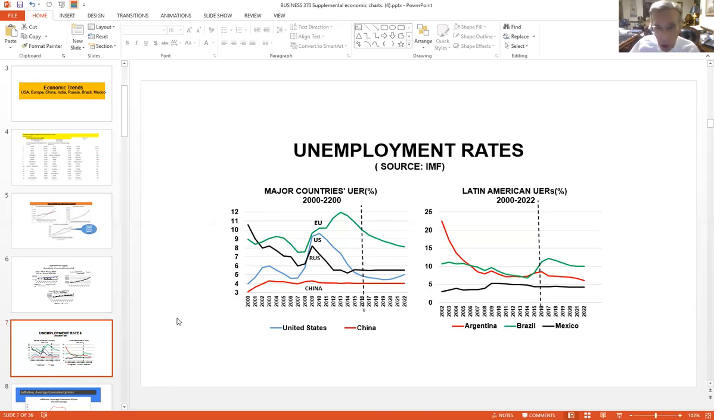Another interesting line on this chart is China. Note that it is low. It did not respond very much to the global recession. There was a little blip. Why do you think that is? The answer, of course, is that China's is a managed economy.